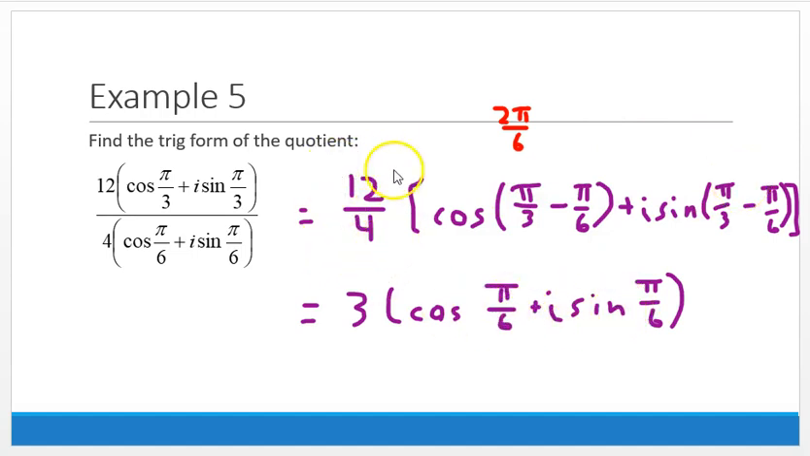I also simplified the 12 over 4 part here. So 12 divided by 4 is 3. And so this is our trig form, or our polar form, if they phrase it that way, for the division of those two complex numbers.